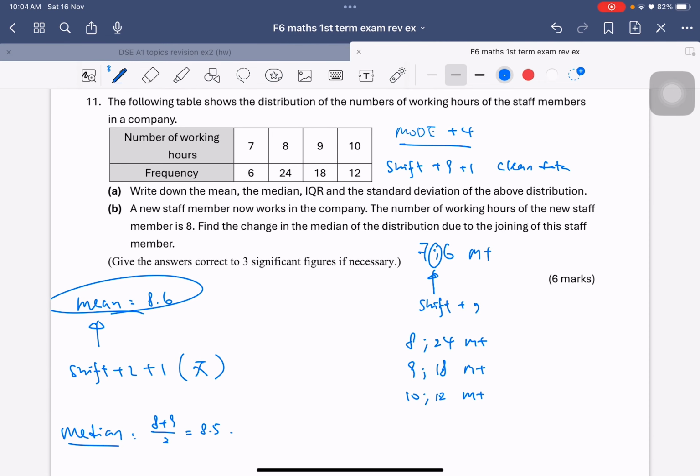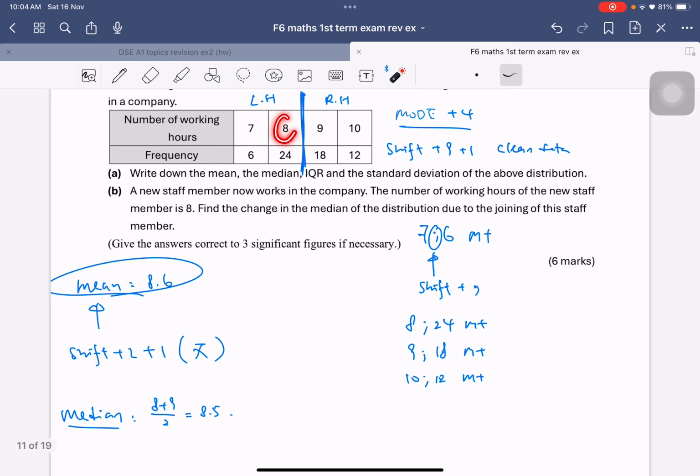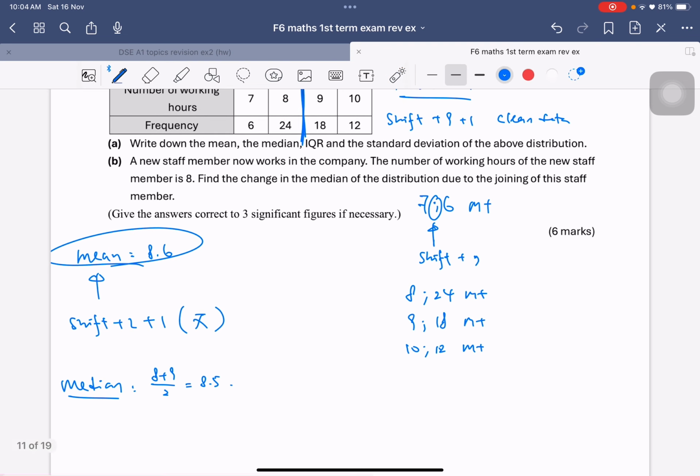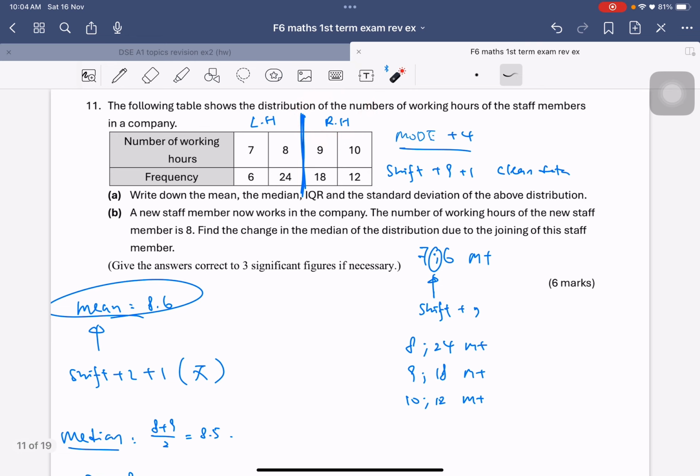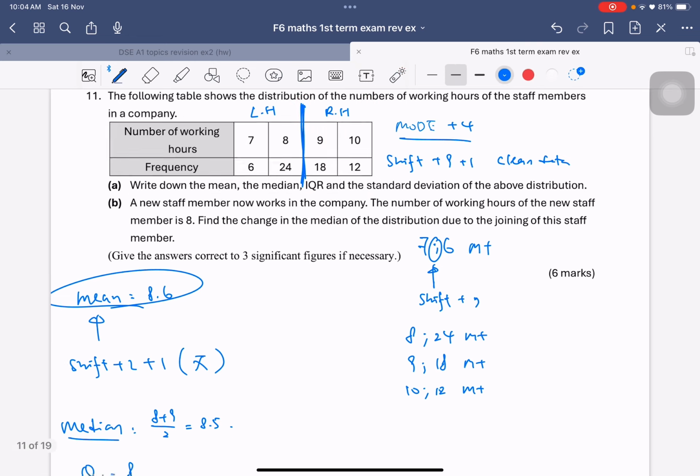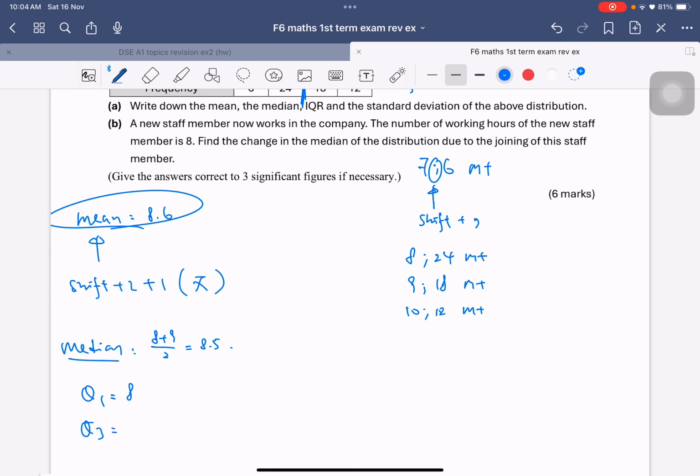And now we're trying to find the IQR. So you split it into the left half and the right half. And you find the median of the left half. There's 30 data on the left half, so the lower quartile must be the 15th, which must be 8. So Q1 is equal to 8. And similarly for the right half, the 15th data must be 9. So Q3 is equal to 9, so the IQR is equal to 9 minus 8, giving you 1.